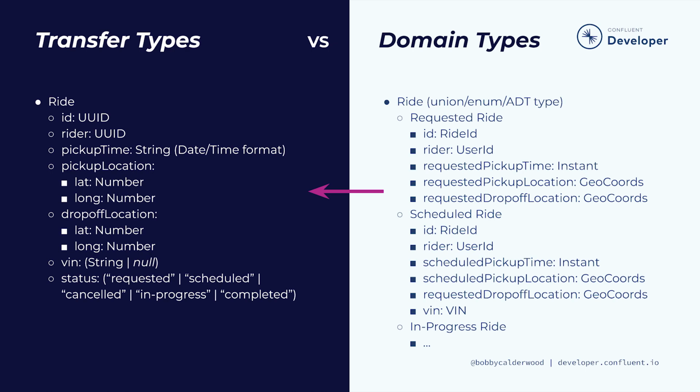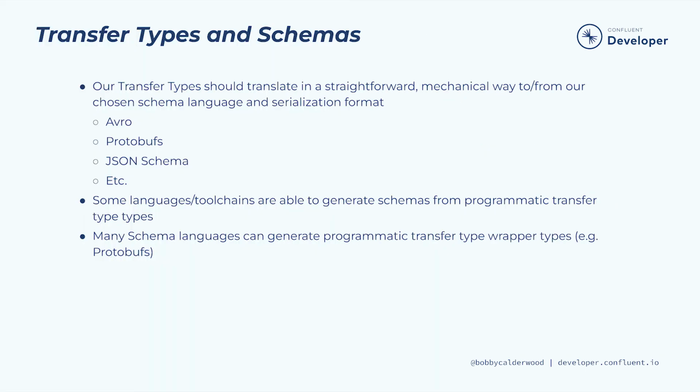We'll walk through an example of this translating between transfer types and domain types in our next module when we wire up our application. For now, just being aware of this distinction is good enough. The streaming data platform supports several schema systems that automate much of the creation and use of transfer types and their serialization.